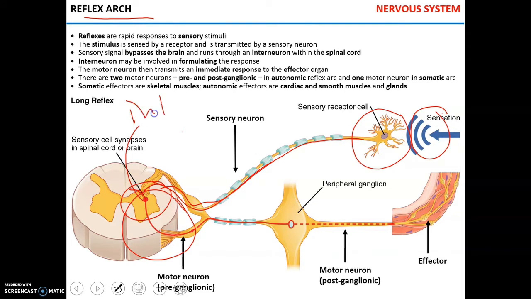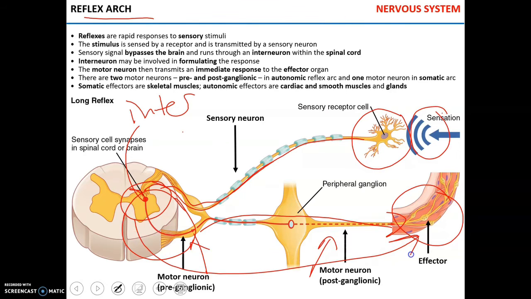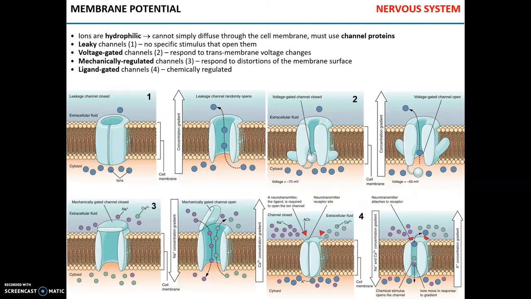There can be an interneuron here. And then the motor neuron transmits the response all the way to the effector. In this case, it will be a smooth muscle. In an autonomic reflex arc, there are two motor neurons, like shown in this picture, preganglionic and postganglionic. And in a somatic reflex arc, it's just one long motor neuron. As we mentioned before, somatic effectors are skeletal muscles, while autonomic effectors are cardiac and smooth muscles and glands.